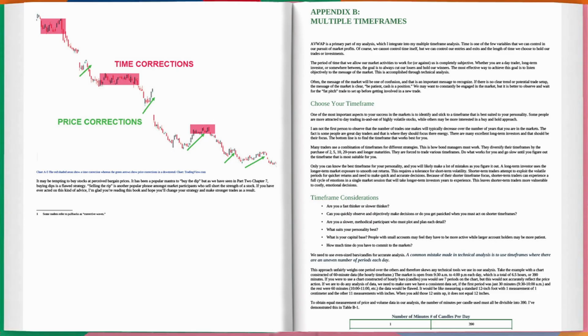Do what works for you and go slow until you figure out the time frame that is most suitable for you. Only you can know the best time frame for your personality, and you will likely make a lot of mistakes as you figure it out.